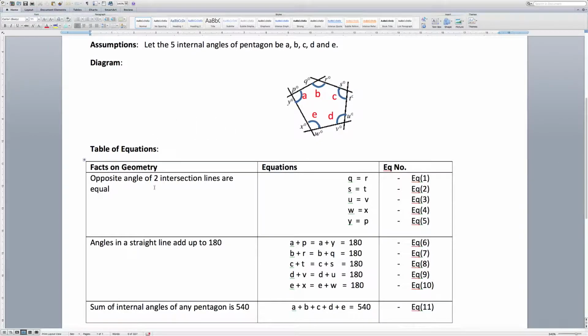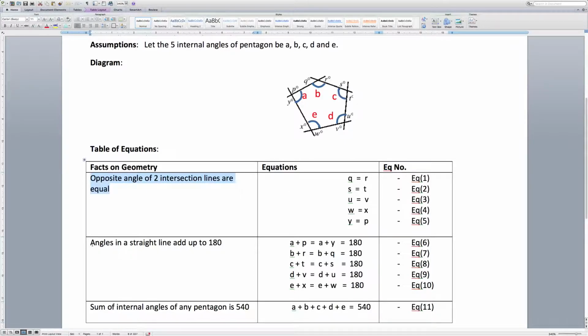So the first principle that we're using is that if two lines are intersecting, the opposite angles are equal. If you see, angle Q and R are equal because Q and R are formed by these two intersecting lines, in which Q and R are the opposite angles. So both of them have to be equal. Likewise, S and T are formed by two intersecting lines, and they are opposite angles, so they should be equal. This is an undeniable law. Based on this law, we derive all these equations.